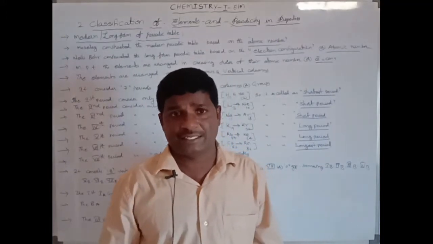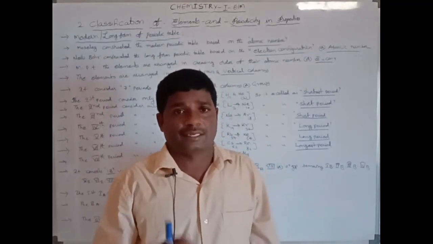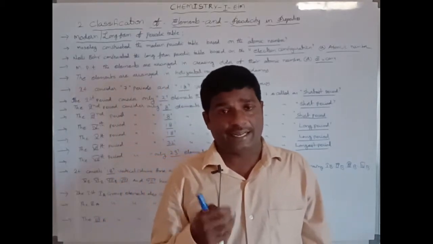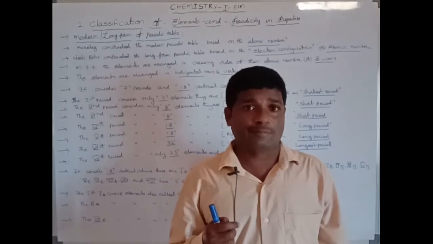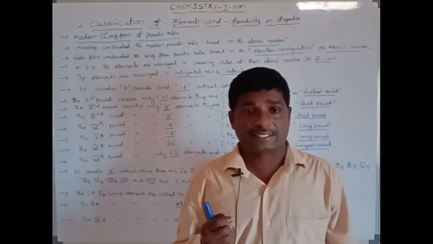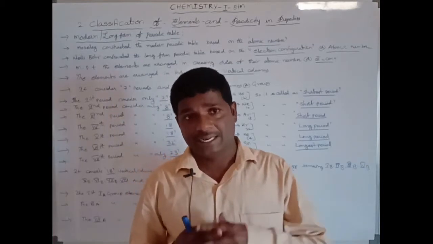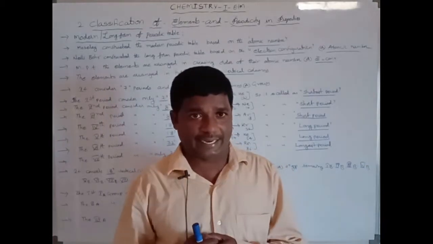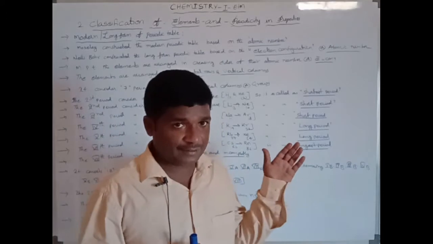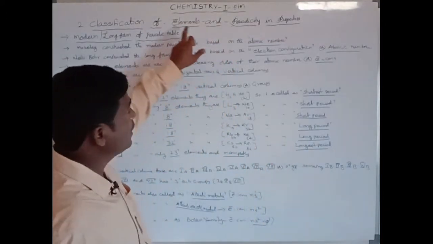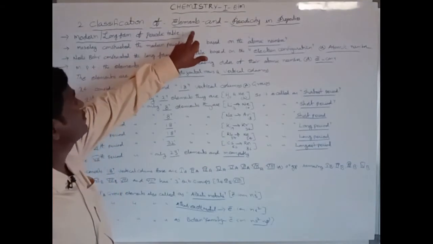In the previous class we discussed the classification of the elements, the Dobereiner triads, and the Mendeleev periodic table. The remaining topic is the modern or long form of the periodic table.